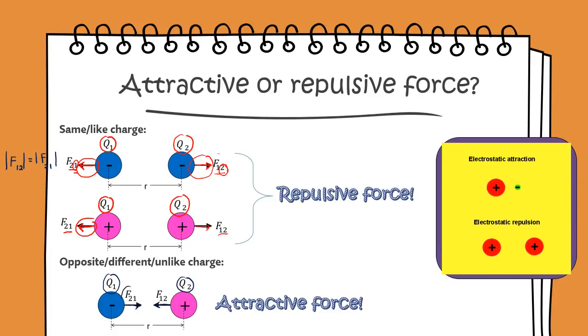So we label it as F21, meaning F of 2 on 1. On 1 means that we draw the direction of the electrostatic force to the right on charge Q1. While F12 means F of 1 on charge 2. On charge 2 means that we sketch the direction of force on charge Q2.